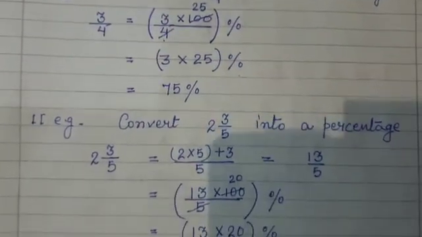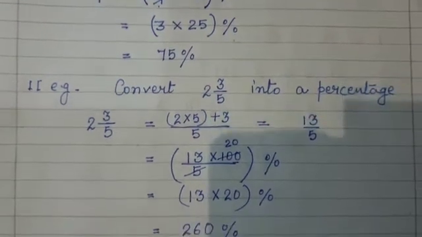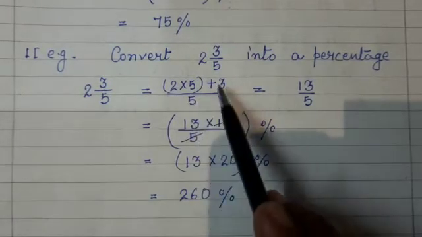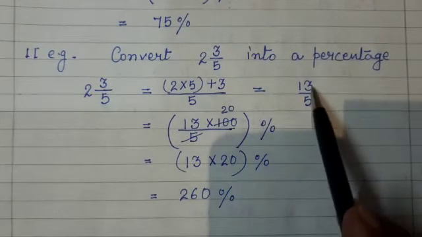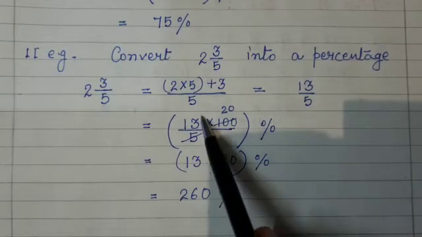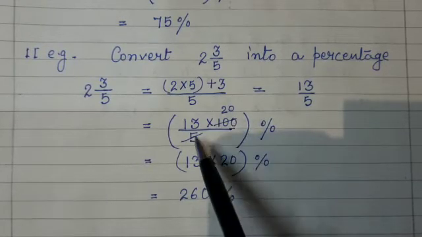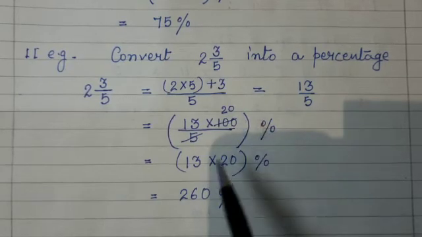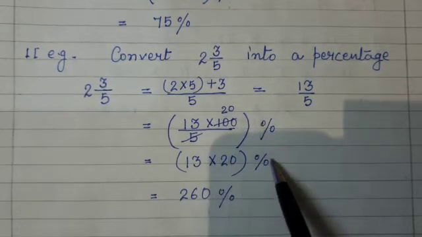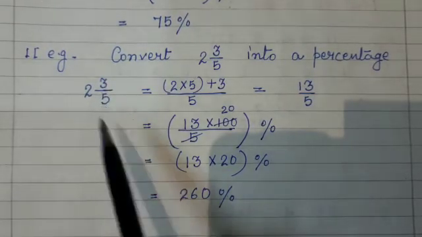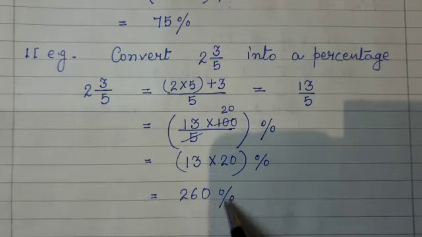See another example. Convert 2 whole 3 upon 5 into a percentage. 2 whole 3 upon 5 means 2 into 5 plus 3 upon 5. Finally, it is 13 upon 5. Therefore, 13 upon 5 into 100. This 100 is divisible by 5. 5 into 20 is 100. Therefore, it is 13 into 20%. Finally, it is 260%. Therefore, we can say 2 whole 3 upon 5 is equal to 260%.